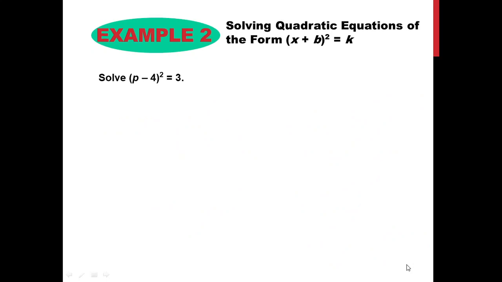Now let's proceed to the next one. The quantity (ax + b) squared is equal to k. Now in this case again, all you need to do is to extract the root on both sides.